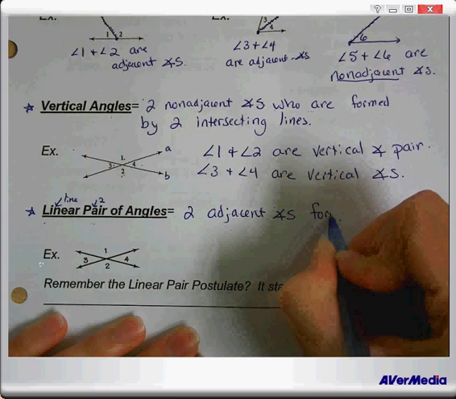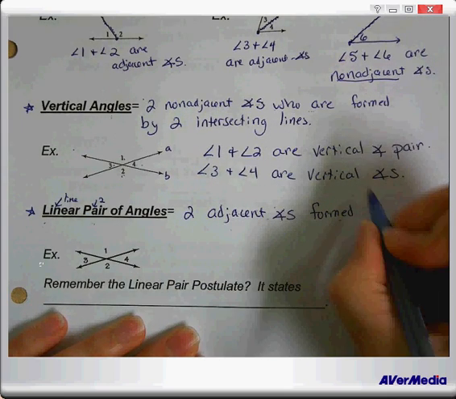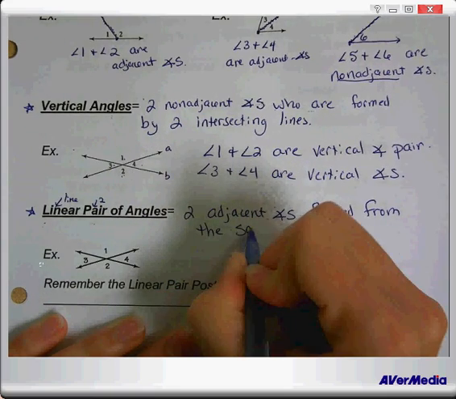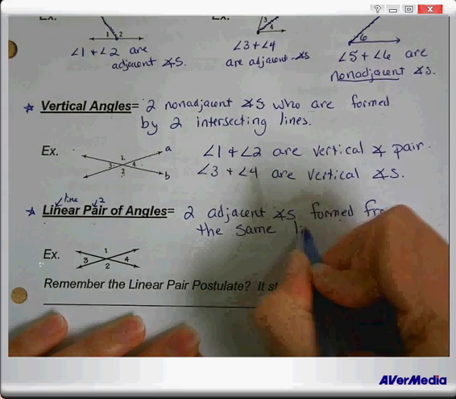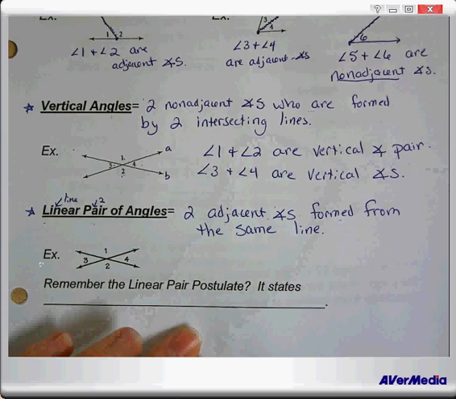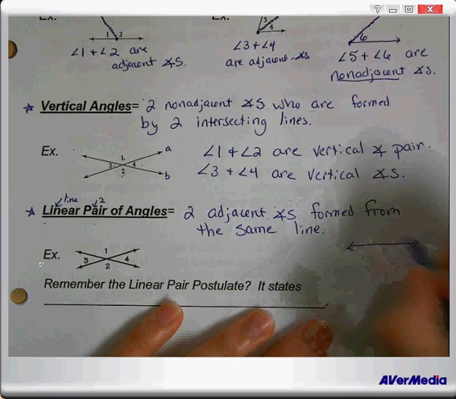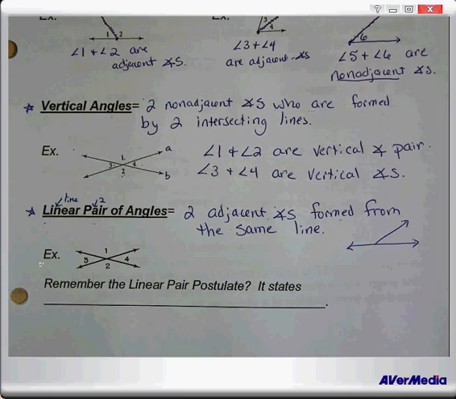Think this way, and we've already actually used this. We just called it sum of the parts equal the whole. If I have a line and I have a ray coming off, I form two angles. Angle 1 and angle 2 are what I'm going to call them here. I formed a pair, a linear pair. So angle 1 and angle 2 are a linear pair.